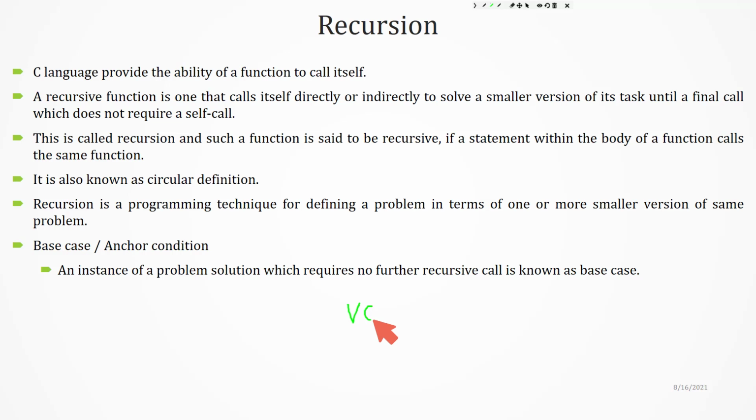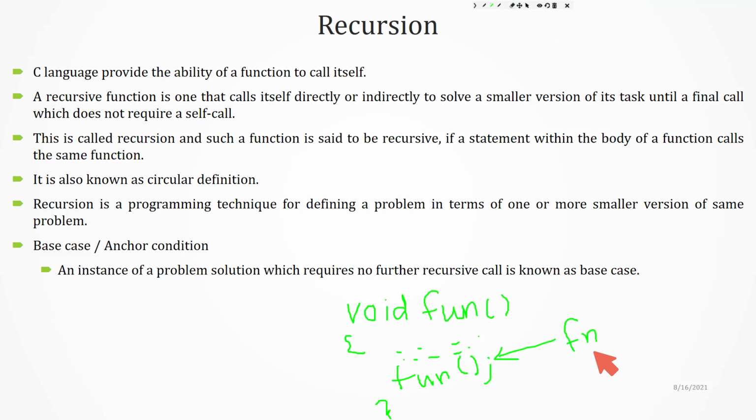Suppose I have some function called void fun, with some statements. Inside that I am again writing fun. You all know this is a function call. Where is that function call written? The function call is written in fun itself. That means I am calling the same function. C language provides the ability of a function to call itself. Fun is calling itself. A recursive function is one that calls itself directly or indirectly to solve a smaller version of its task until a final call which does not require a self-call.